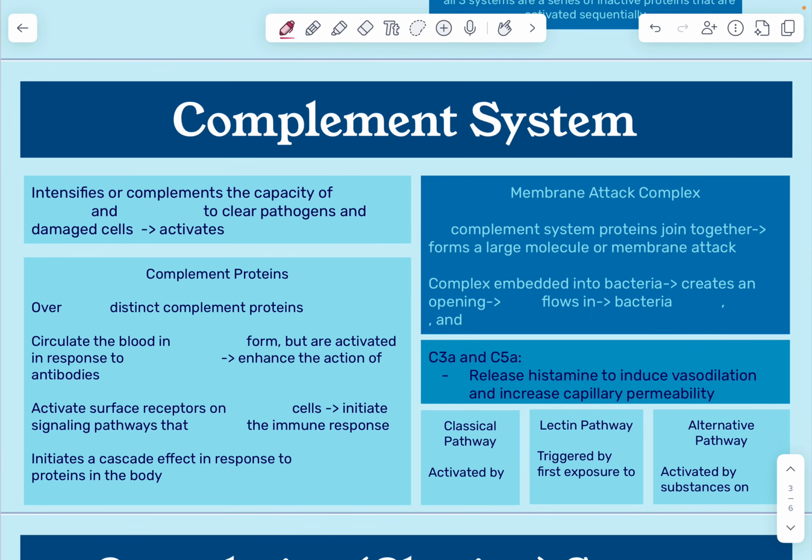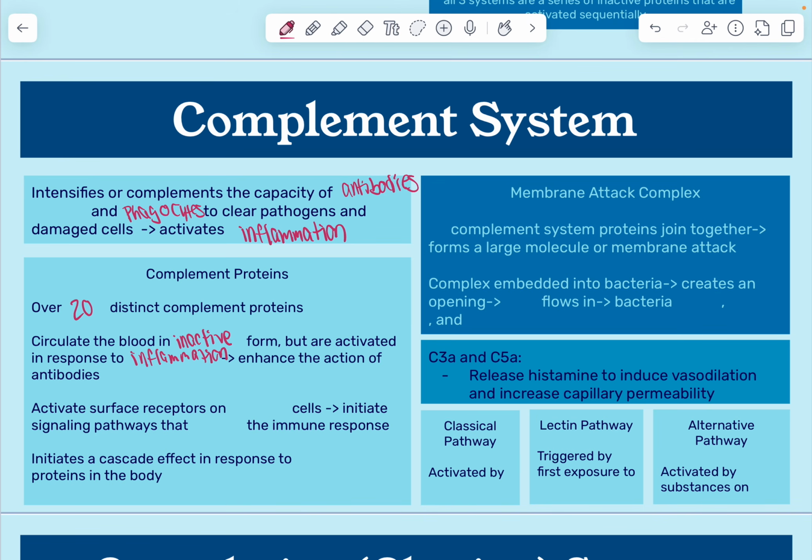So starting off with the complement system, this is going to intensify or complement the capacity of antibodies, as well as phagocytes, to clear pathogens and damaged cells. So overall, it's just going to help activate inflammation. There are over 20 distinct complement proteins involved in this system, and they circulate in the blood in inactive form, but they are activated in response to inflammation.